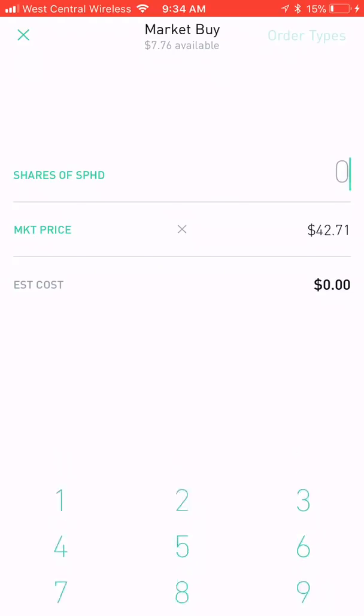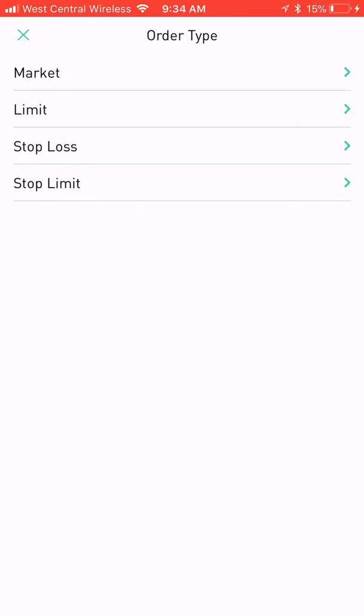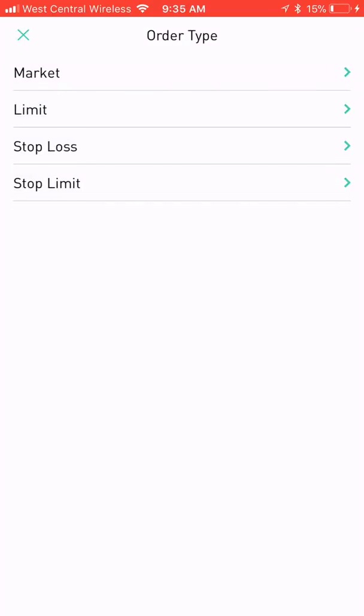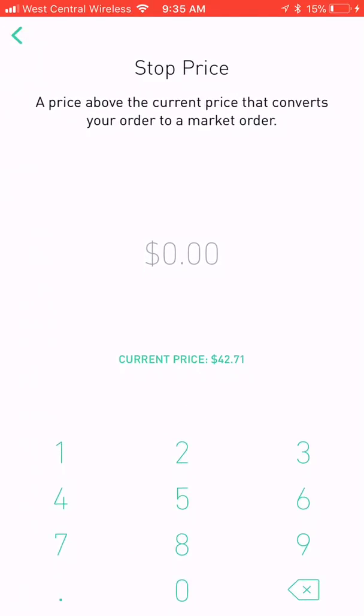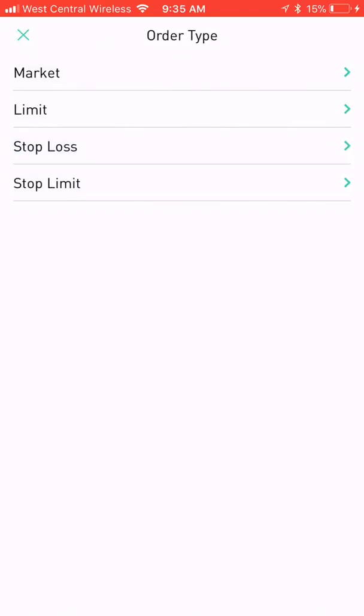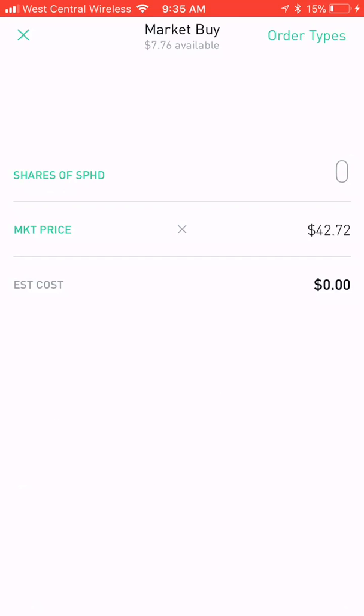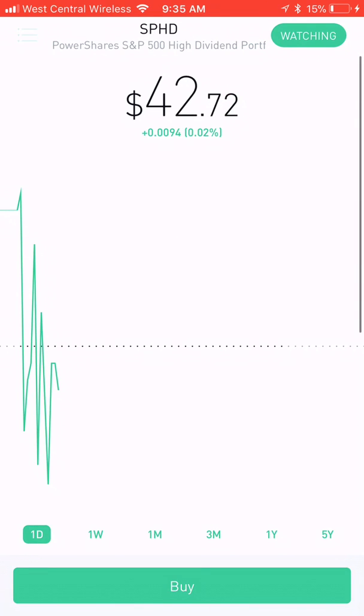If you go here to buy and I click on market types, there is a market order, which just purchases the stock at the market price, a limit order, which is what I always recommend, which puts it in at the price that you want to purchase it and executes it at that price. There's also stop loss, a price above the current price that converts your order to a market order, and stop limit, a price above the current price that converts your order to a limit order. So there are 4 different types here, so it's basic, but it does have a couple of options.